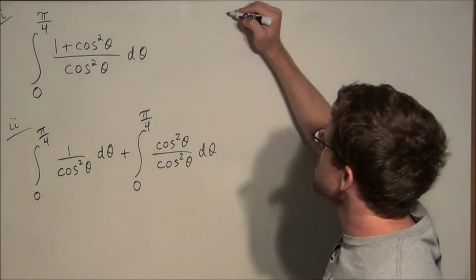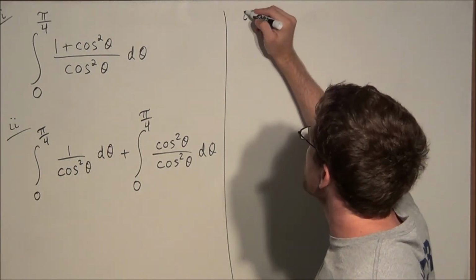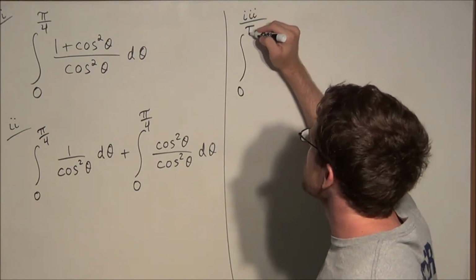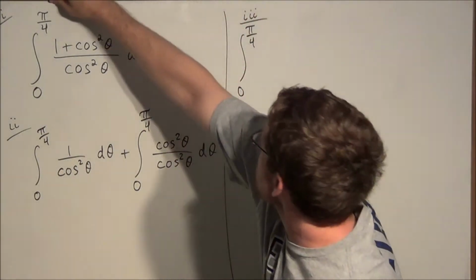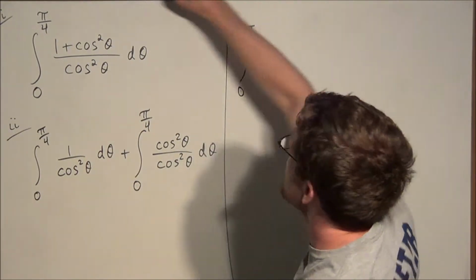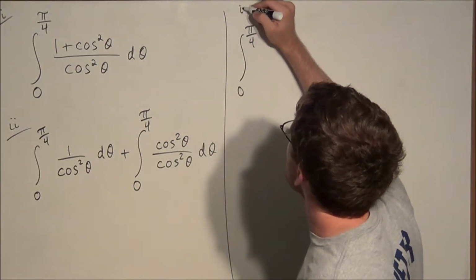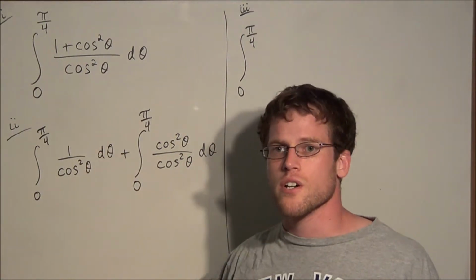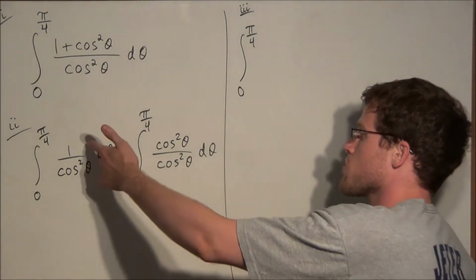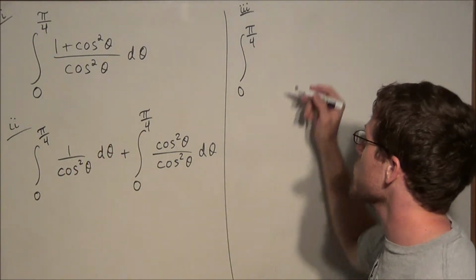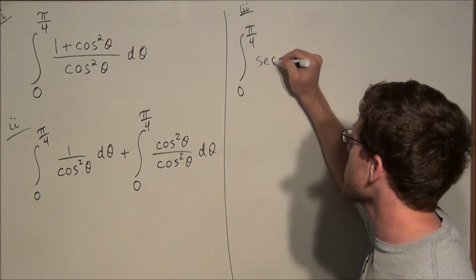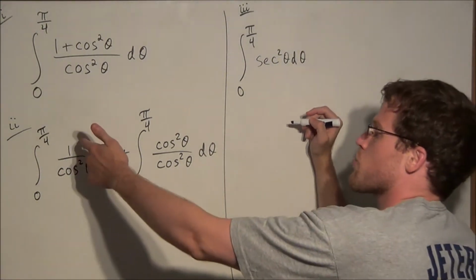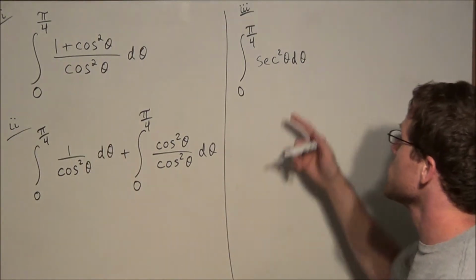So we look at the first piece, we'll call this step 3. We're looking at the integral from 0 to pi over 4 of 1 over cosine squared theta d theta. Well, notice that 1 over cosine squared theta could be written as secant squared theta d theta. So all we did was rewrite this using our reciprocal function secant.